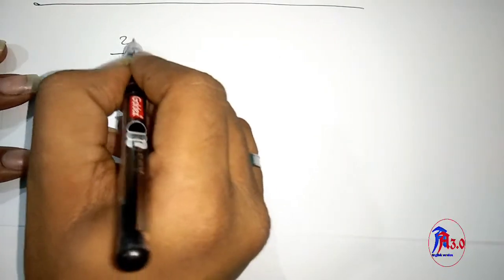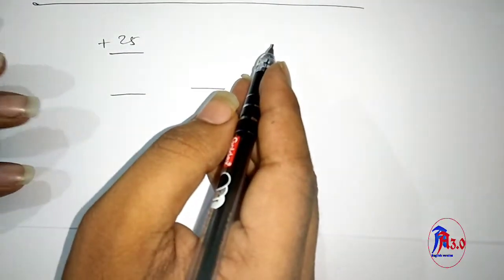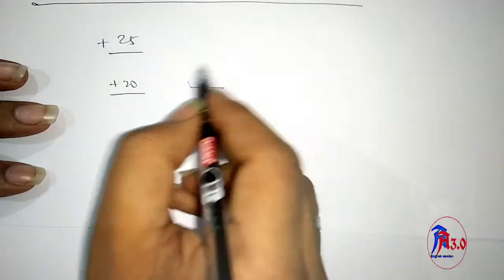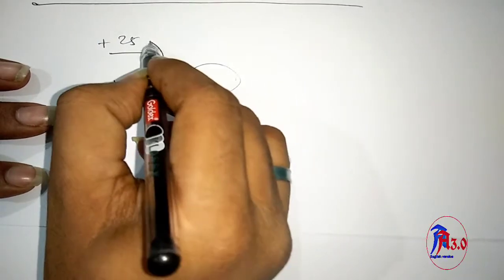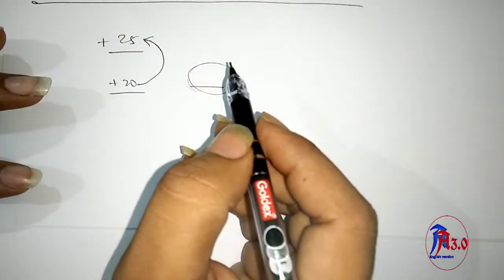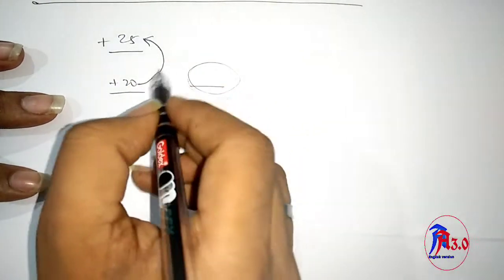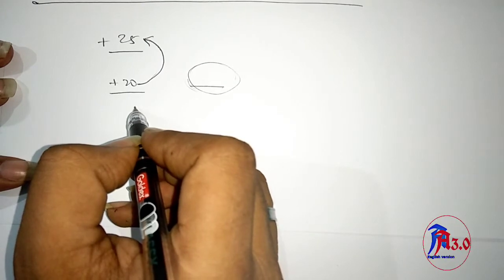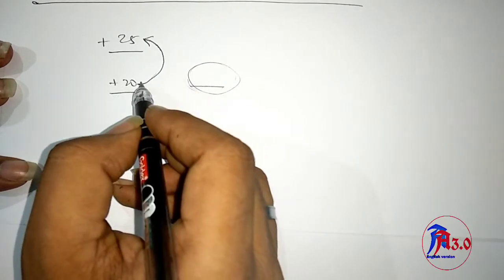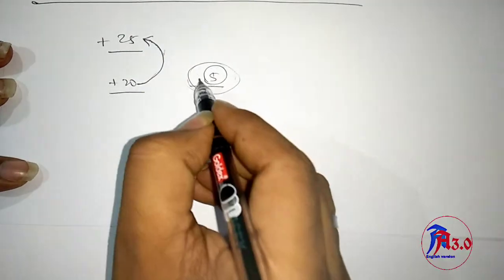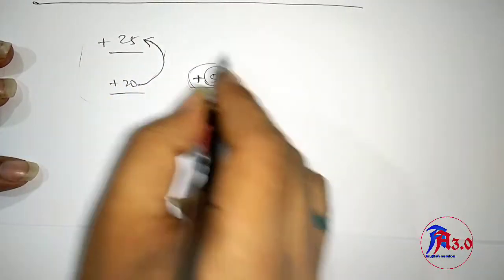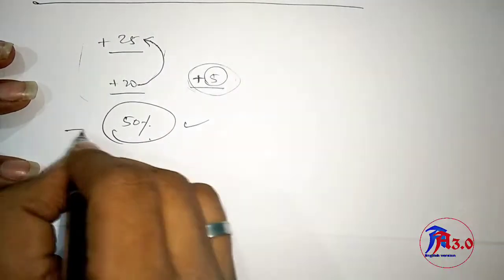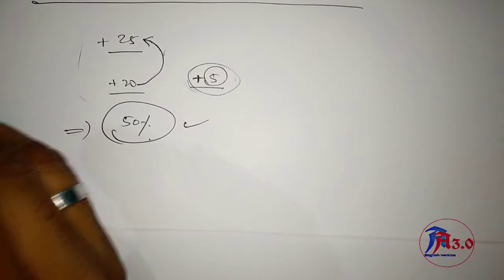So here the first condition is plus 25 percentage is increased in the first year, and plus 20 percentage is increased in the second year, but here it is increasing successively, so 20 percentage of the 25 will also increase here. So 20 percentage of the 25 is how much? 20 percentage of 25 is nothing but 5. So plus 5. So overall how much it increased? It increased by 50 percentage.